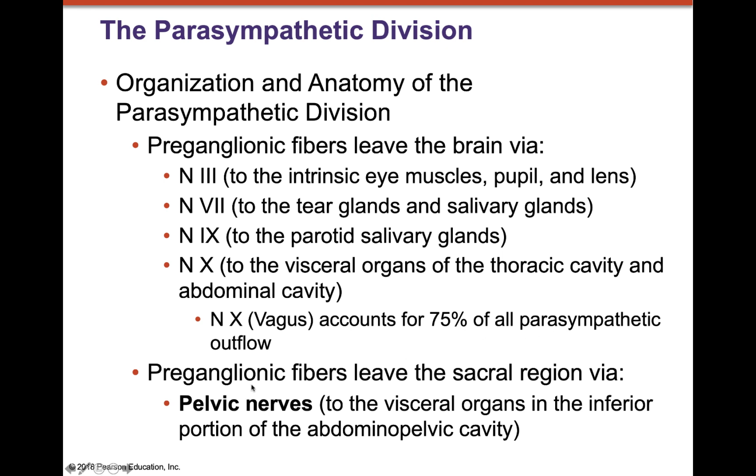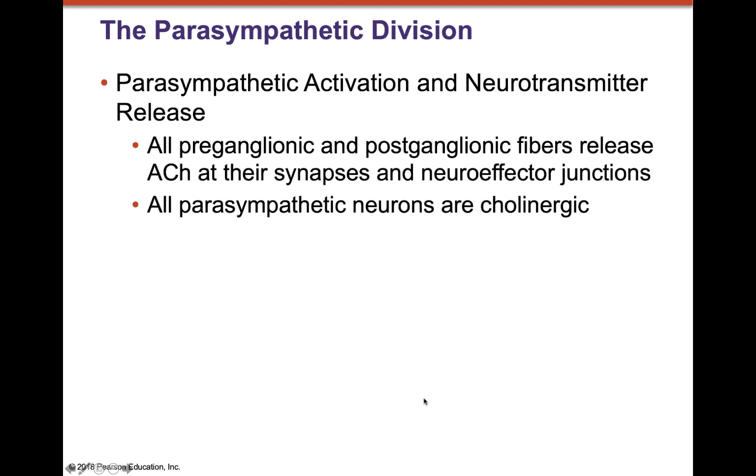And then the parasympathetic neurons in the sacral region leave through the pelvic nerves to the visceral organs in the inferior portion of the abdominopelvic cavity. A few more things I mentioned: the preganglionic and postganglionic fibers release acetylcholine at the synapse, so in the ganglia and at the target organ. And since they're releasing acetylcholine, they're cholinergic.